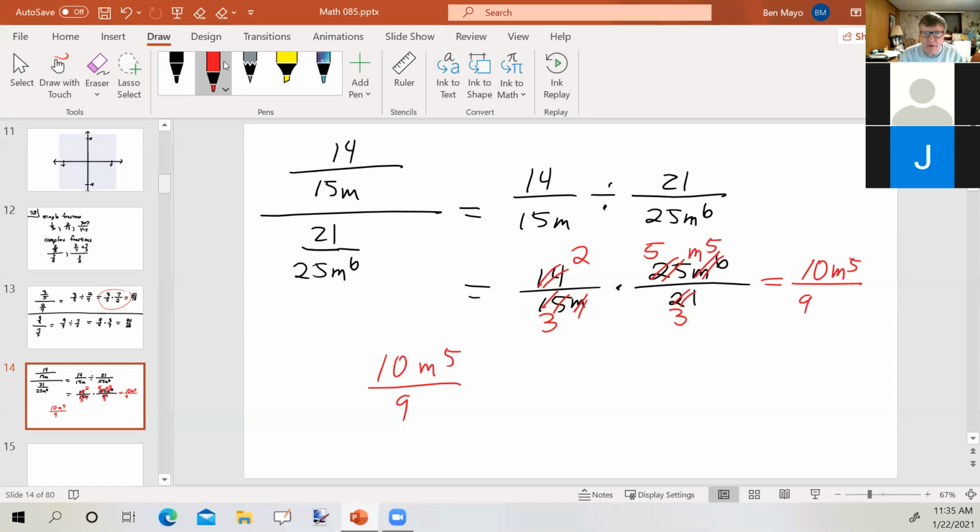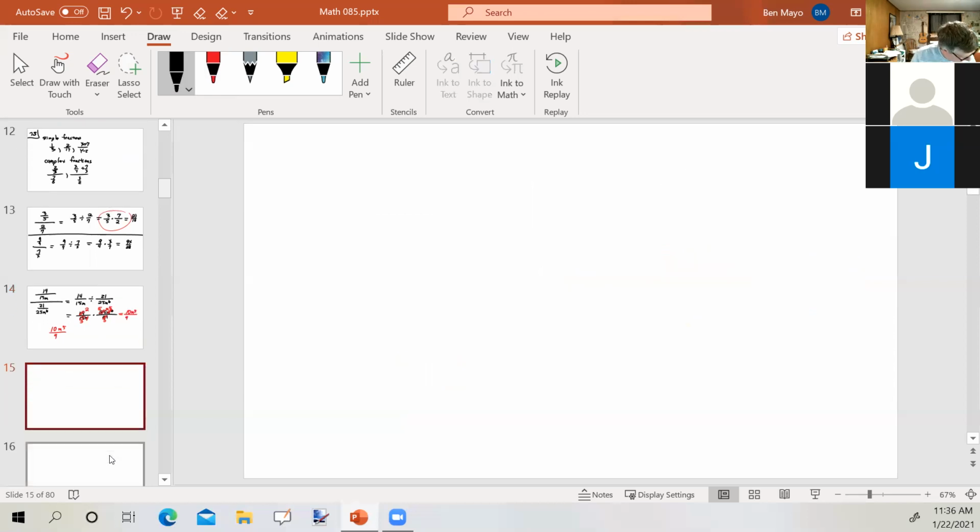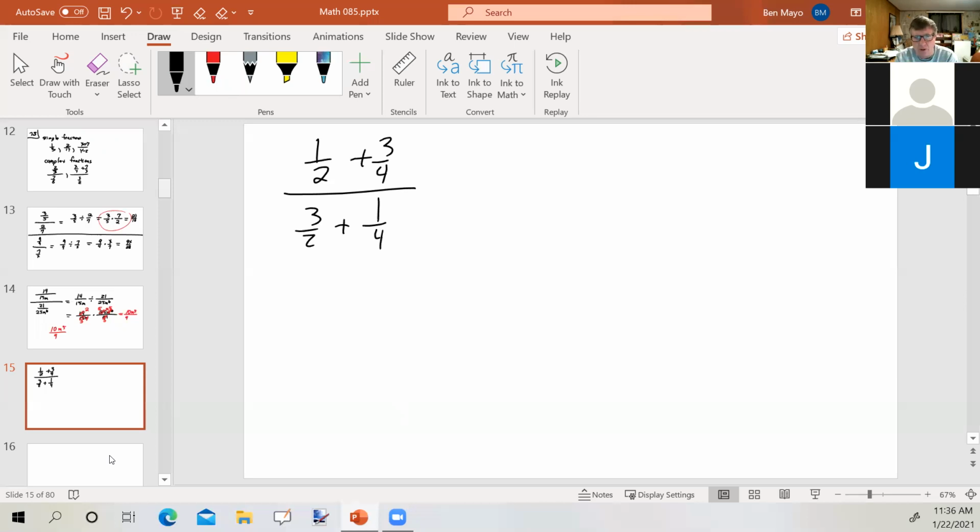All right, now let's look at some more complicated complex fractions. Let's say we've got something like this: 1/2 plus 3/4 over 3/2 plus 1/4. Now, one of the ways we could go about doing this is to take the two fractions in the numerator and get a common denominator and build them up and then combine them into a single fraction and do the same thing with the denominator. And then we'd have a fraction like the previous ones we looked at and deal with it that way.